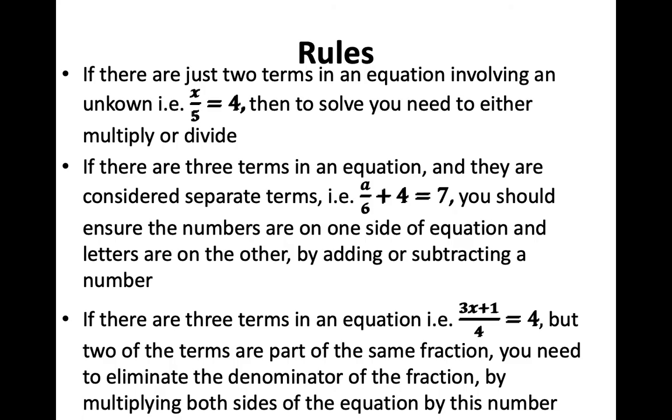Finally, if there are 3 terms in the equation, but 2 of the terms are part of the same fraction, you need to eliminate the denominator first. So you times by 4, then you minus 1, and then you divide by 3. Those are your 3 separate steps.